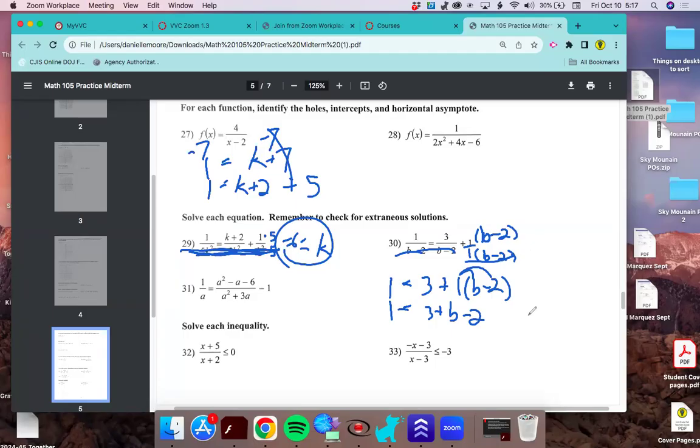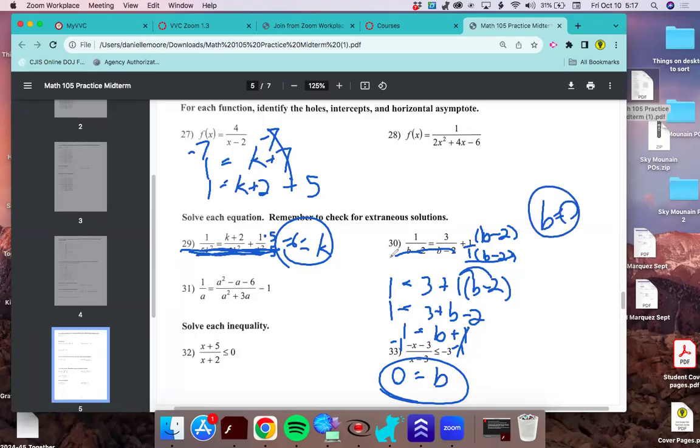3 minus 2 is a 1, so now that'll be b, positive 1 equals 1, minusing the 1, minusing the 1. And now we have b equals, I guess, just 1 minus 1 is 0. Done. Looking good, unless I messed up something. I don't think so, though. So b equals 0. Looking good.